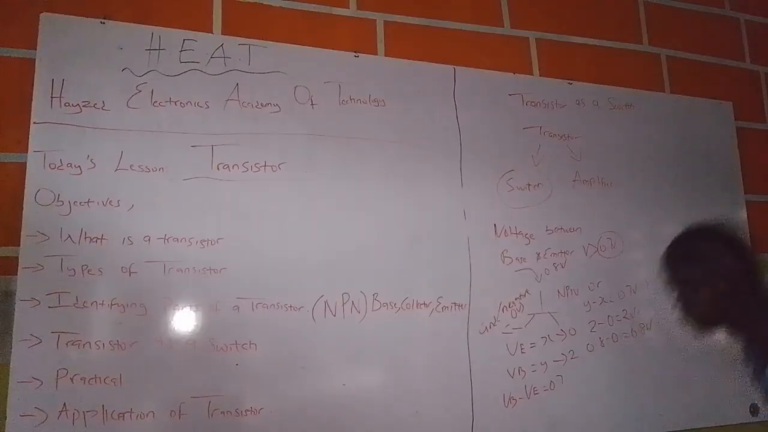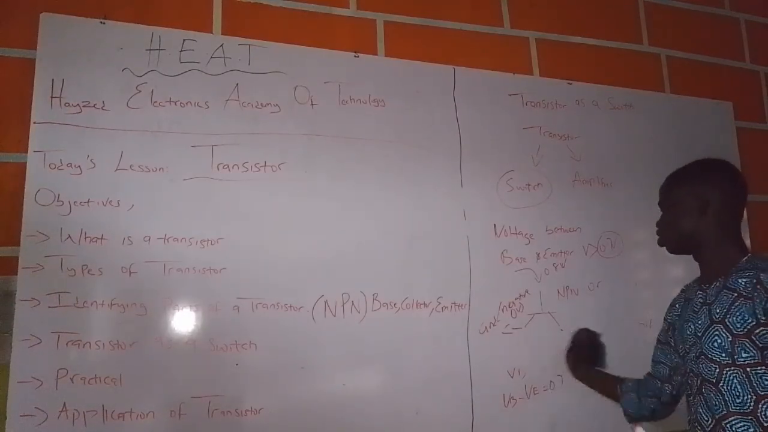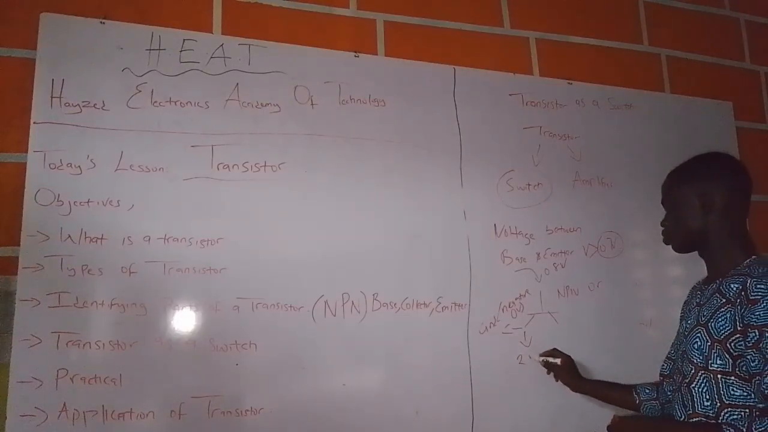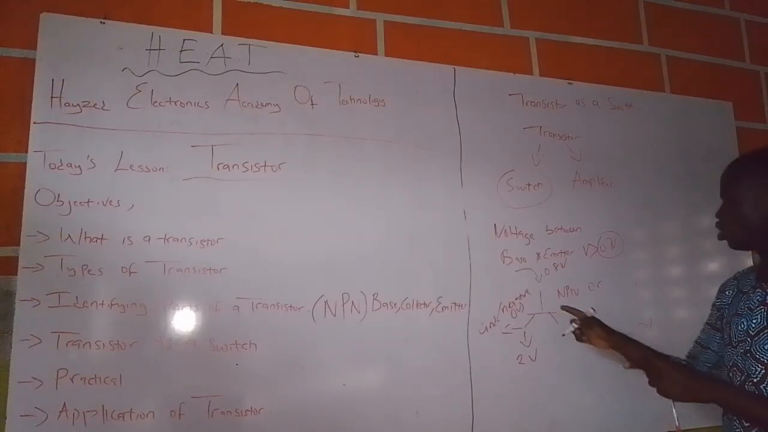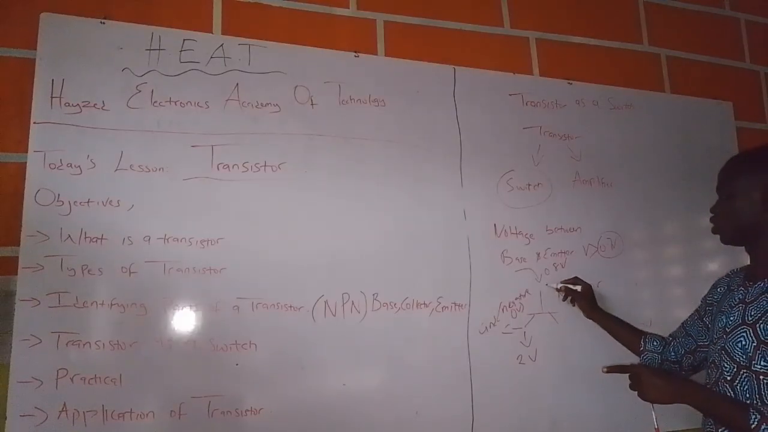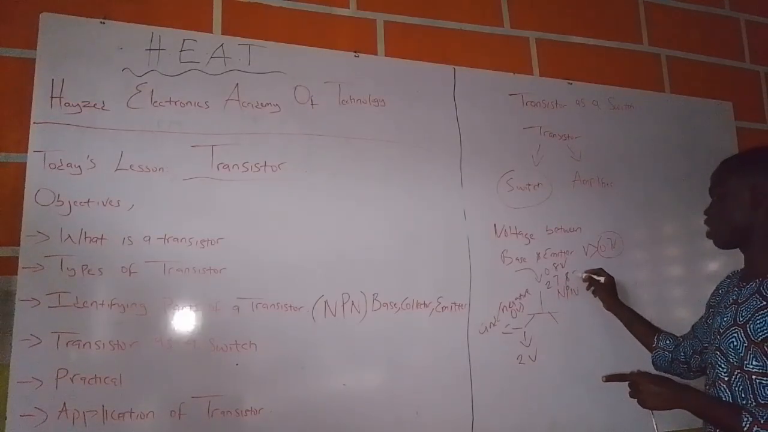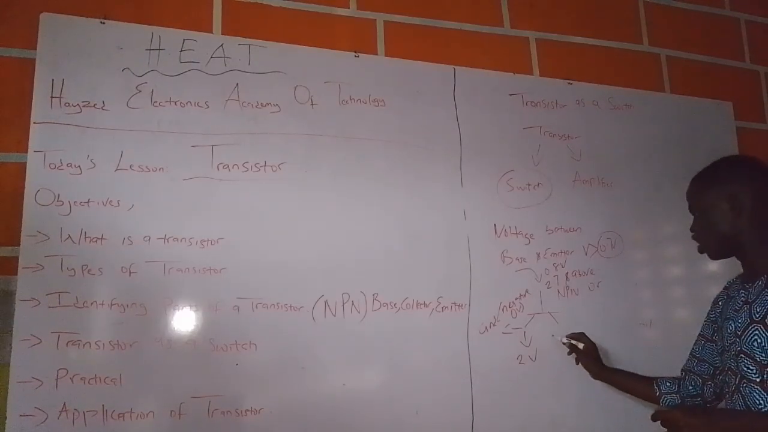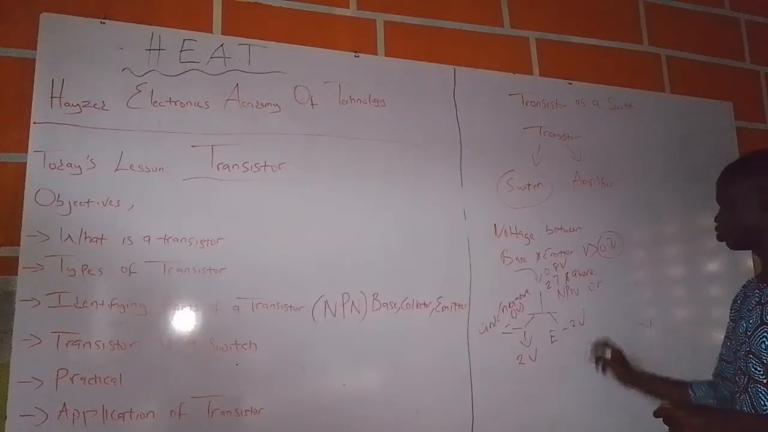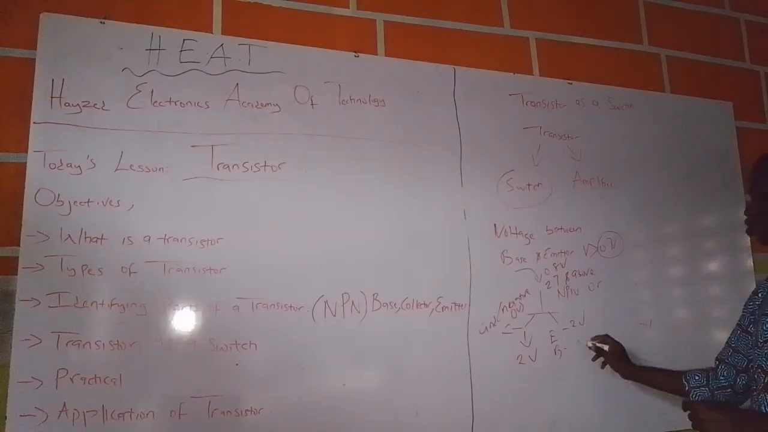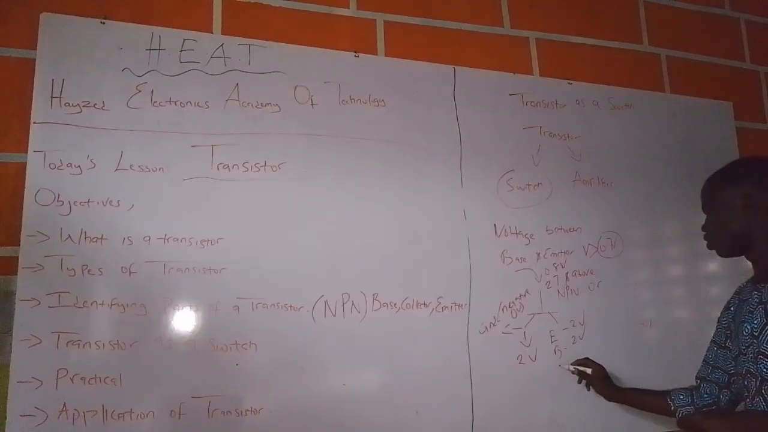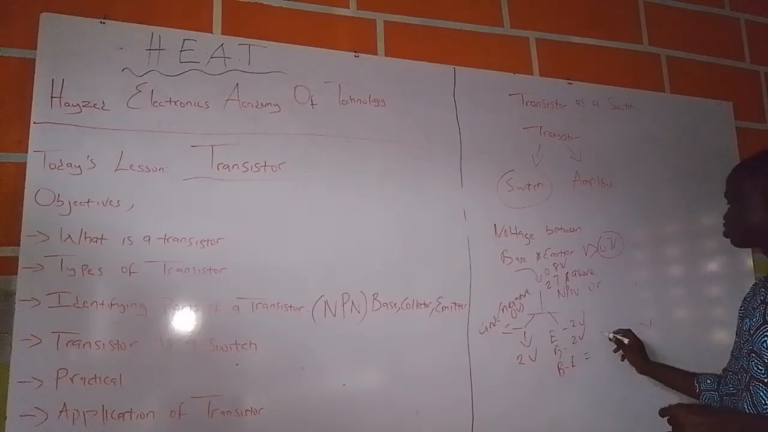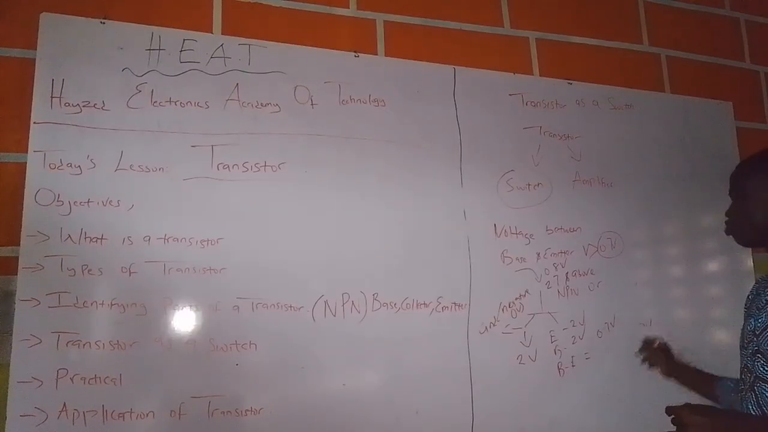But let's say, for instance, your emitter was connected to 2 volts. The only way your base can turn on is if you give it something like 2.7 volts and above. Because if your emitter is at 2 volts, the only way the transistor can turn on is if the difference between them, base minus emitter, is 0.7 volts and above.